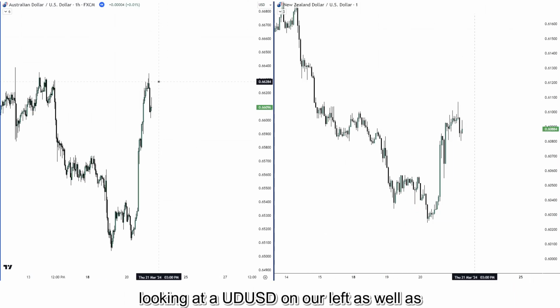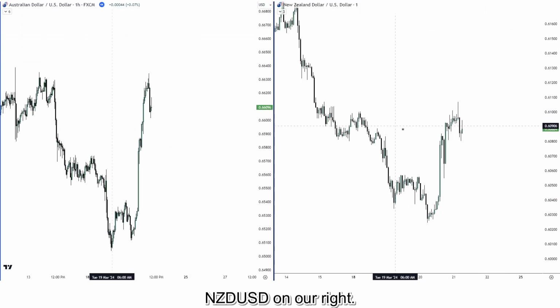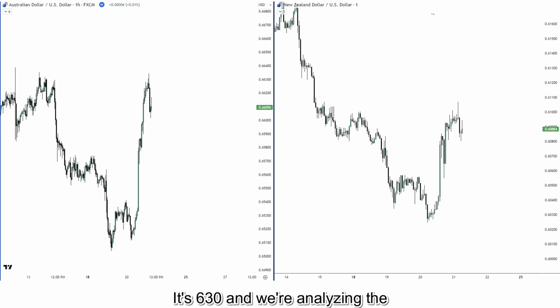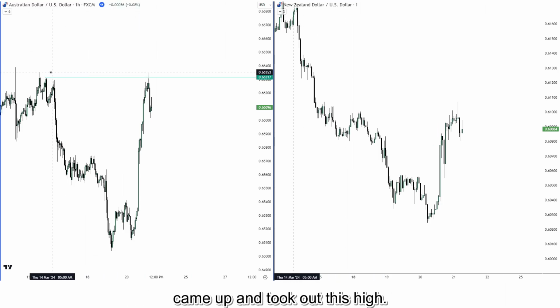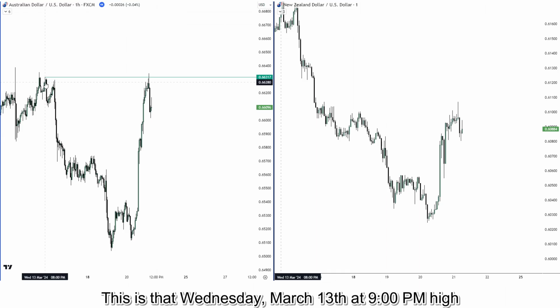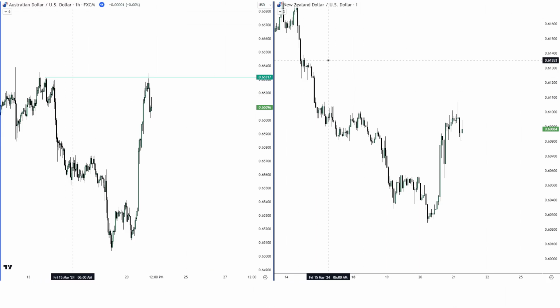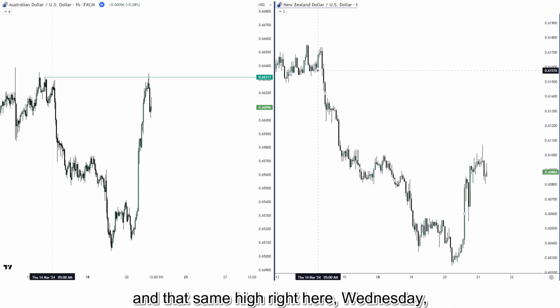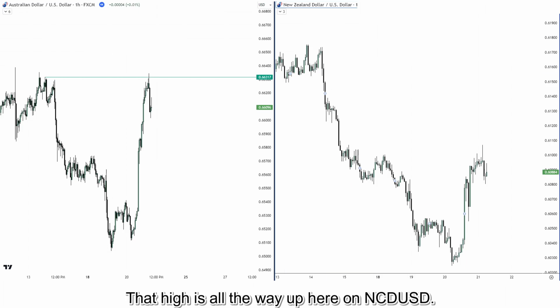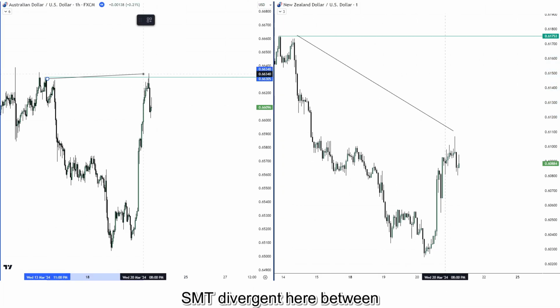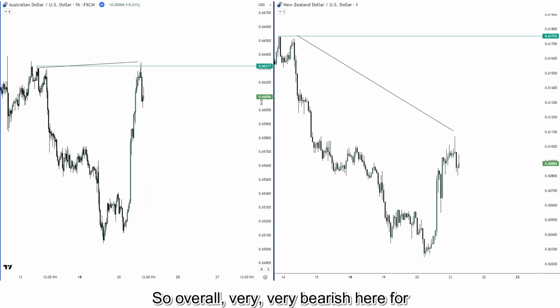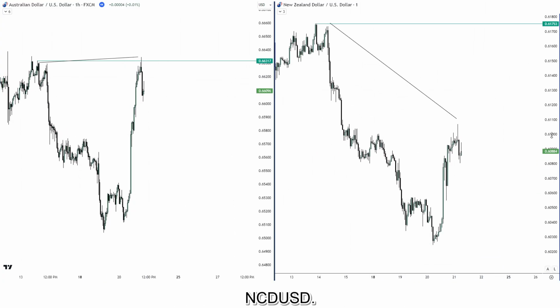Now we're looking at AUD USD on our left as well as NZD USD on our right. It's 6:30 and we're analyzing the marketplace. We can identify there is a clear SMT divergence, where as you can see here, AUD USD came up and took out this high. This is that Wednesday, March 13th at 9 p.m. high. And that same high right here, Wednesday, March 13th at 9 p.m. high is all the way up here on NZD USD. So we have a very, very strong SMT divergence here between AUD as well as NZD. So overall, very bearish here for NZD USD.